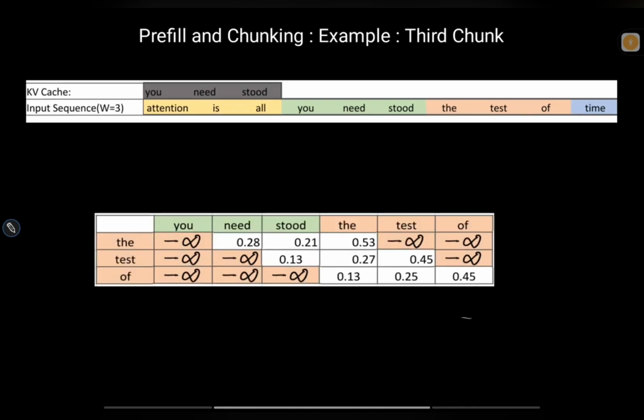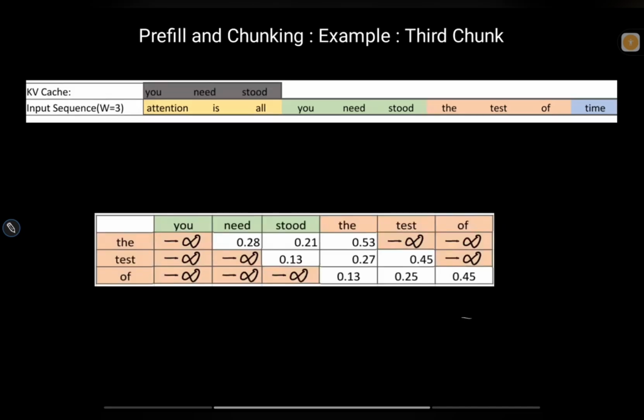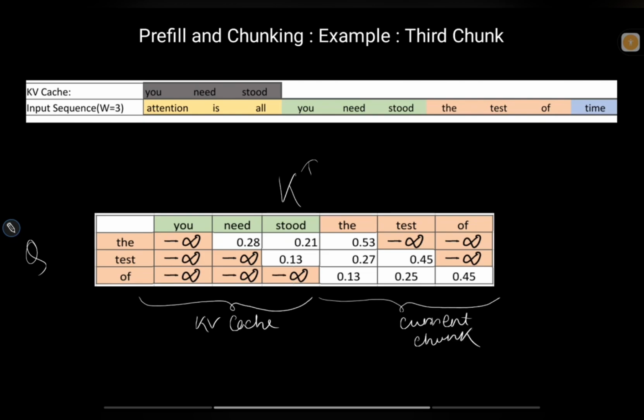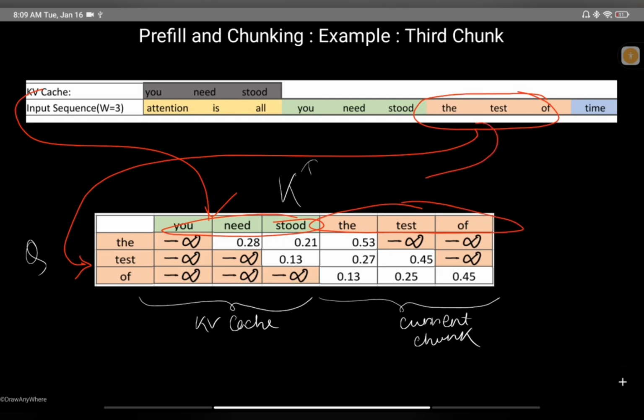Now let's see what will happen in the third chunk. We will pick up the contents of the KV cache. Previously we calculated the attention related to "need stood", so that will be available in the KV cache, and the new current chunk we get is "test of". To give more context, we bring in the contents from the KV cache, and we also use the current chunk from the input sequence in the case of the K matrices. The query matrix, as I mentioned previously, is the same as only the current chunk. So this is used here, this is coming from the KV cache, and this is again the current chunk.